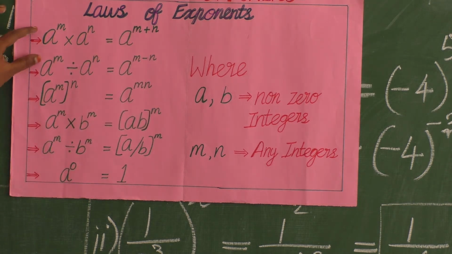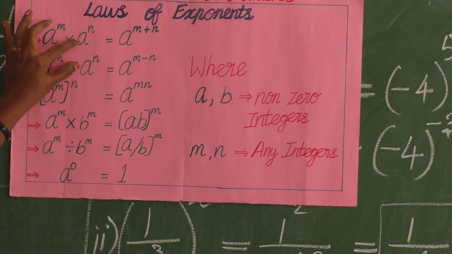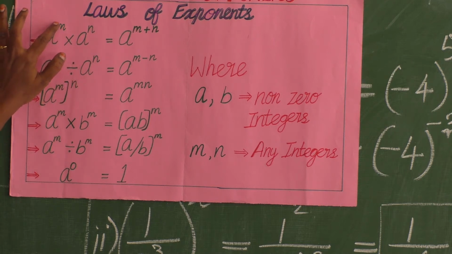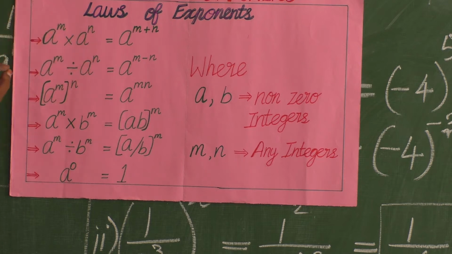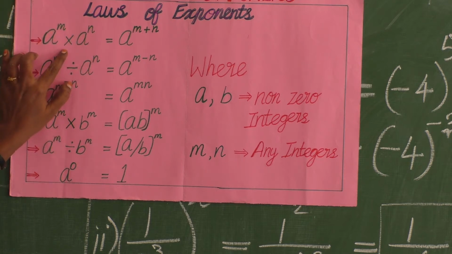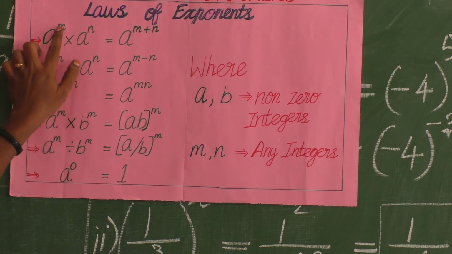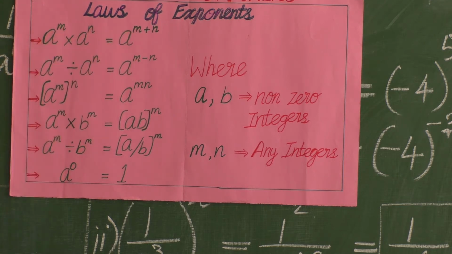Here, this is exponential form, and this is also exponential form. Here the base is a, and the powers are m and n. Actually, how are they connected here? In multiplication, if the bases are the same, their powers are added. We have seen this in squares and square roots. In that topic itself, I used these two formulae many times.